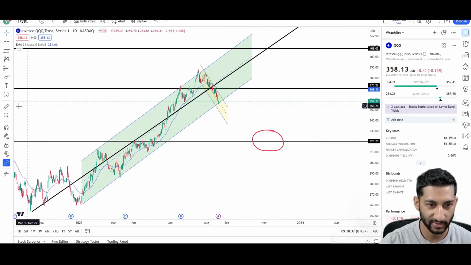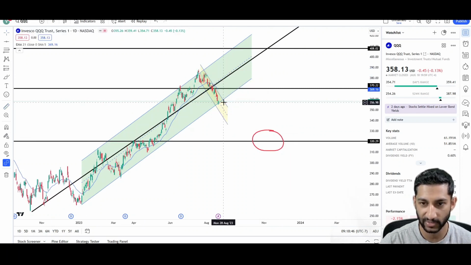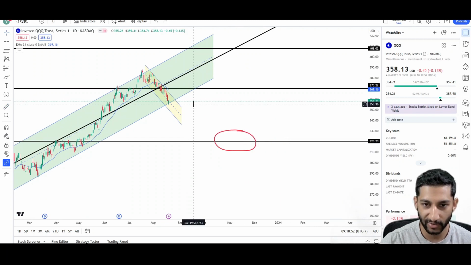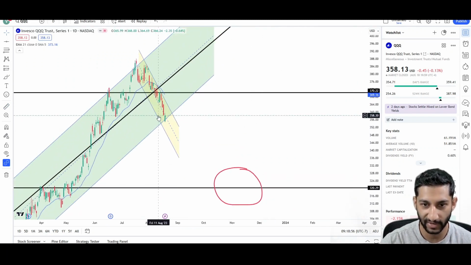First, the QQQ is a lot more aggressive and volatile, and you can see the drop for the QQQ was about 8.3% from the highs to the lows. The SPY was about 5 to 5.5%, so it's a little bit more volatile. The QQQ doesn't look as overextended as the SPY, so that might be a very bearish sign for next week.